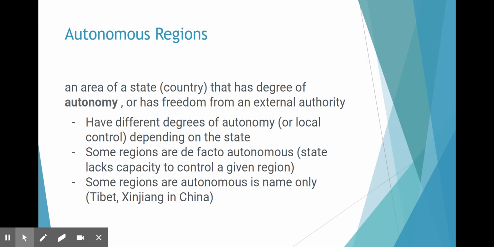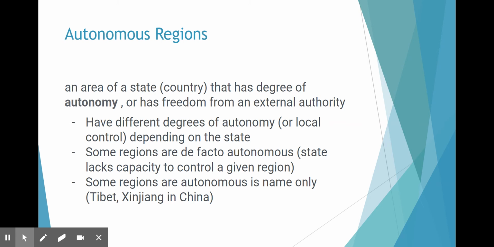All right, so part of how countries function is that oftentimes there are parts of a country that are given more autonomy or local control than the rest of the country. An autonomous region is defined as an area of a state that has a degree of autonomy or has freedom from external authority.